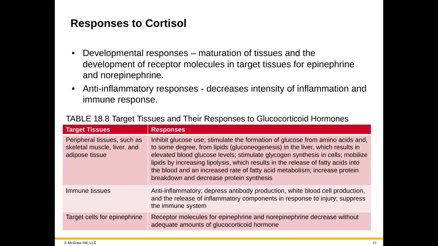Now, the big one here is that chronic high levels of cortisol is actually troublesome because you can have decreased immune response. So cortisol has an anti-inflammatory response, so we're going to try to decrease inflammation, but we're also going to suppress the immune system. Suppressing the immune system over short periods of time is okay, but over a long time, it increases the risk that you would become sick with some form of illness because you have depressed immune response.